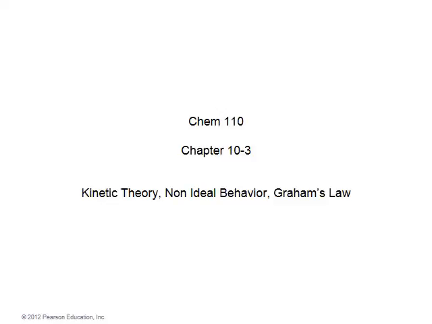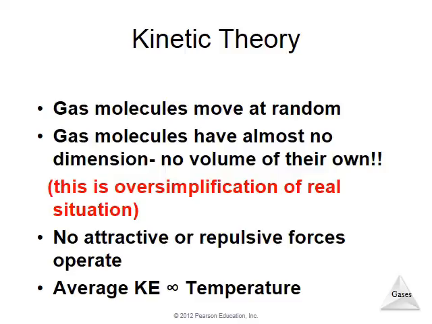In this section of chapter 10, we will discuss kinetic theory of gases, Graham's law of effusion, and non-ideal behavior. Kinetic theory is based on a number of assumptions. Assumption number one tells us that gas molecules move at random and have no dimension of their own. Basically, they assume that gas molecules are like point particles, occupying no space. And we know that this is an oversimplification of the real situation.